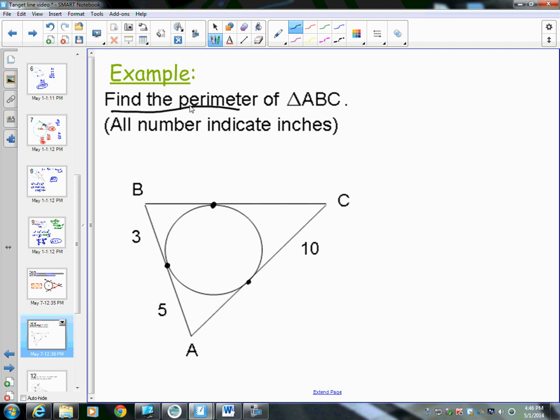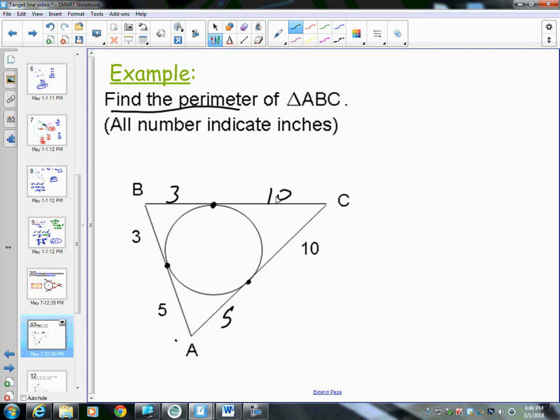Okay, perimeter. So to find perimeter, we need to find all the sides, but we don't know all the sides yet. So how do we do that? Again, from the last slide, we said that if two tangent lines intersect somewhere outside the circle, that means that those segments are going to be congruent to each other. So if this one's 5, this one has to be also 5. If this one's 10, this one's 10. This one's 3, this one's 3.